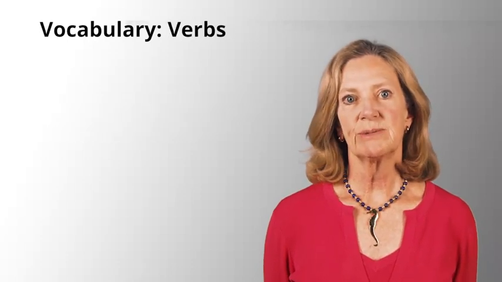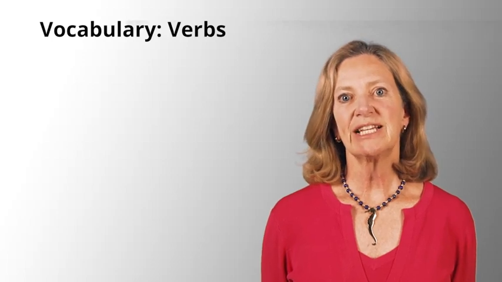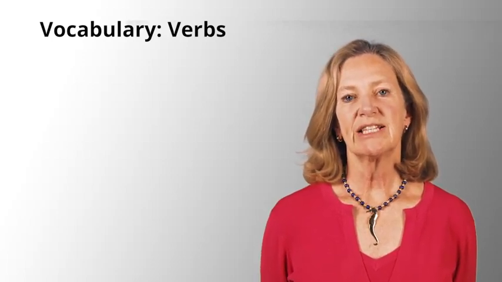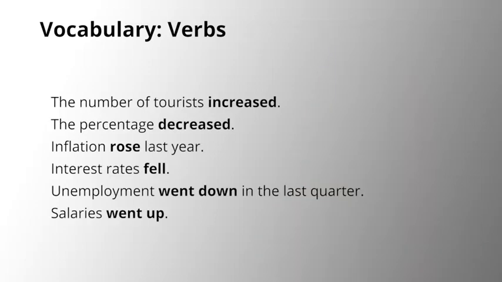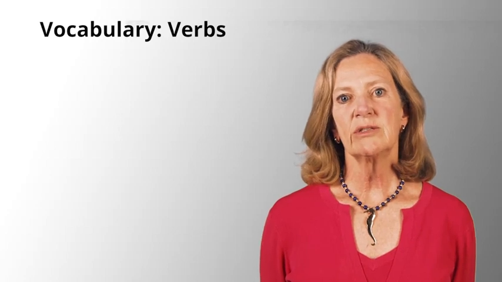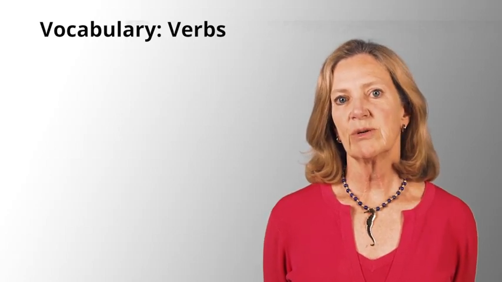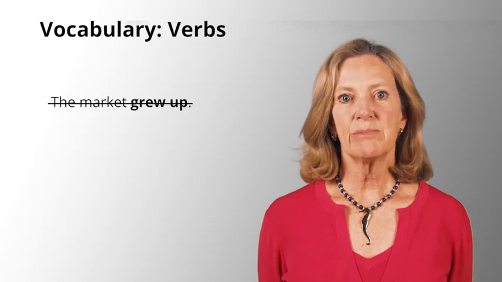Okay, let's move on to verbs. The words increase and decrease are very common, as are rise and fall, or go up and go down. The number of tourists increased. The percentage decreased. Inflation rose last year. Interest rates fell. Unemployment went down in the last quarter. Salaries went up. Notice that we only used up and down with the verb go. Do not say the market grew up.